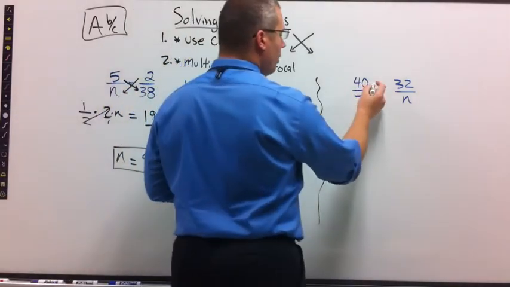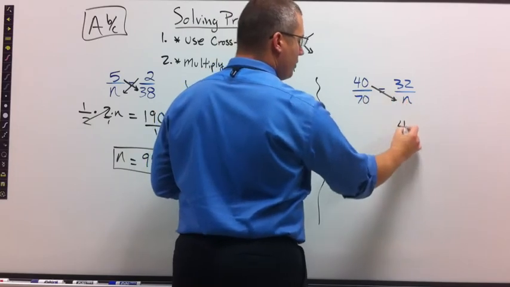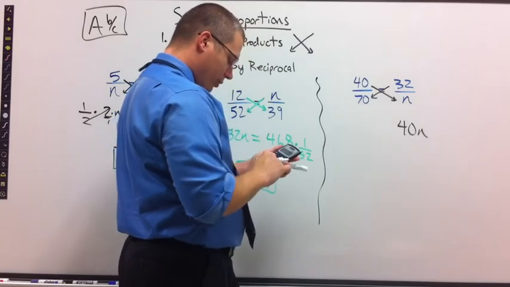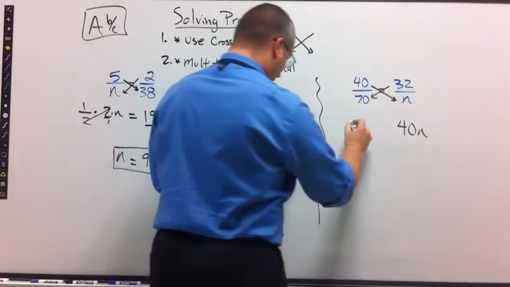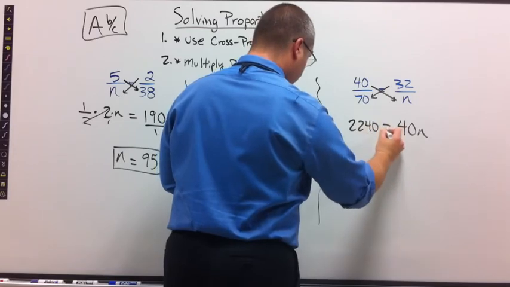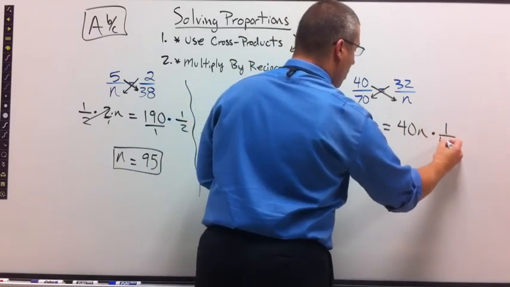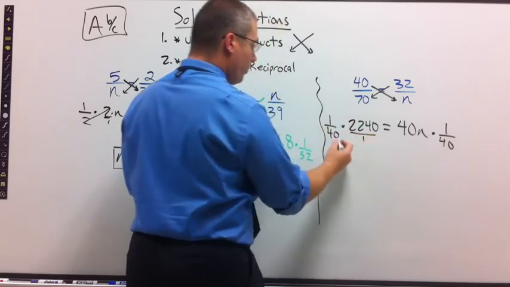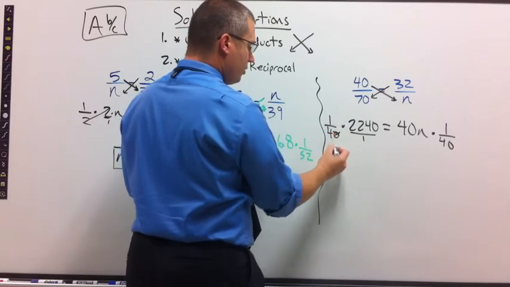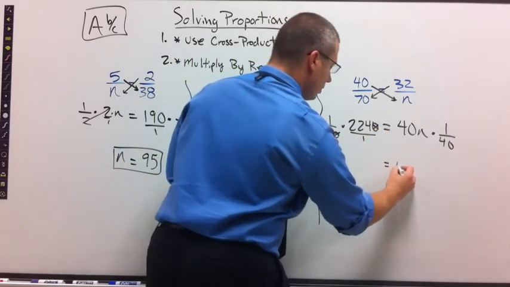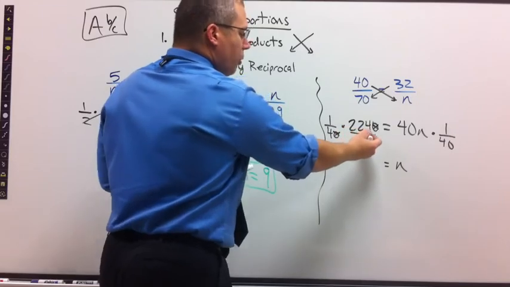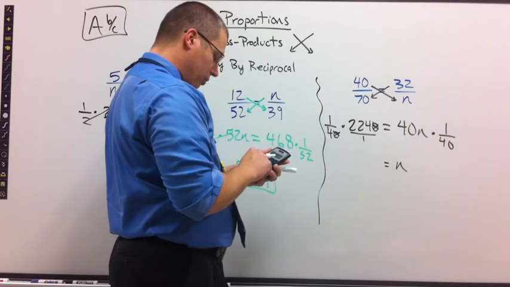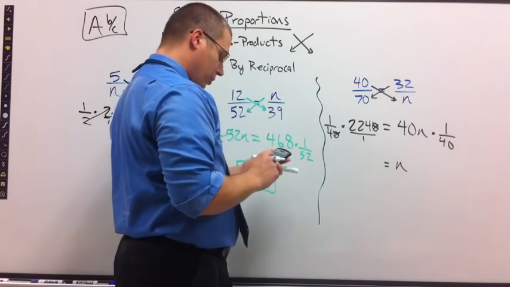Last one. Multiply. 40 times n is 40n. Excuse me, 32 times 70. 32 times 70 is 2,240. Multiply by the reciprocal, 1 over 40. Yes, you could reduce this out. Tens could cross off. So I have 224 times 1 over 4. 224 times 1, A B/C, 4 equals 56.